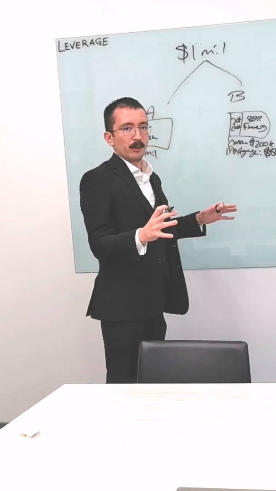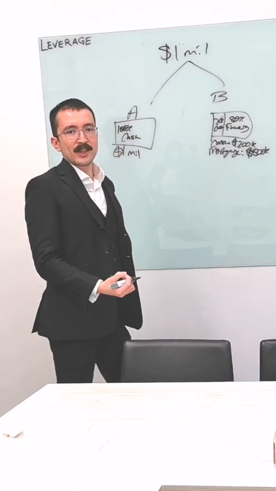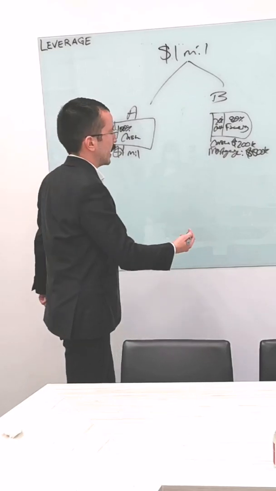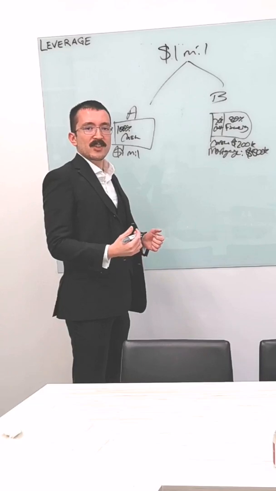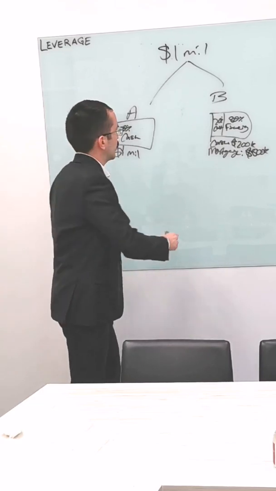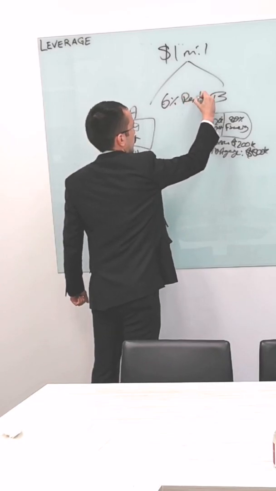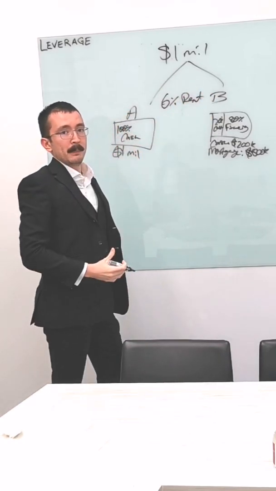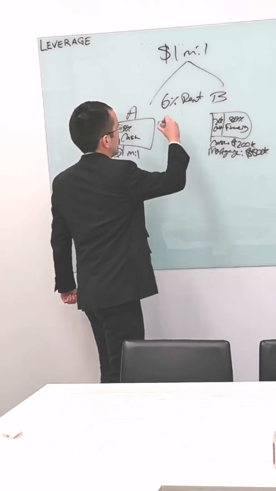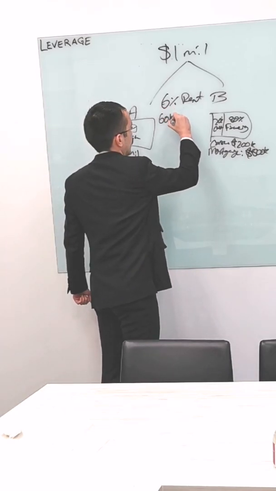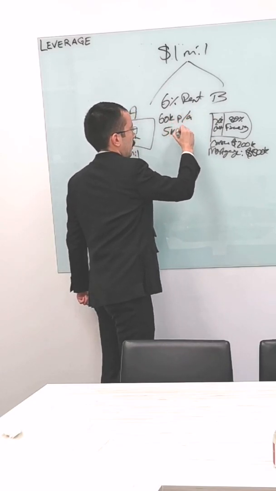Now let's just pretend that both of these people bought it for investment purposes, meaning that they're going to rent it out for rental income. And let's just pretend that in this market, the rental yields are at 6% per year. 6% based on $1 million would be $60,000 per year, or $5,000 per month.